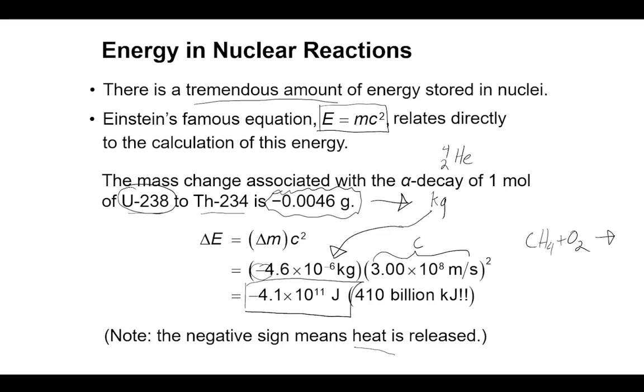And lighting this on fire and burning it, you get 50,000 times the energy from a mole of uranium-238 decay than you do from a mole of methane burning. Okay, and so if you could harness this energy, you could power 10,000 homes for a year just from 1 mole of uranium-238.